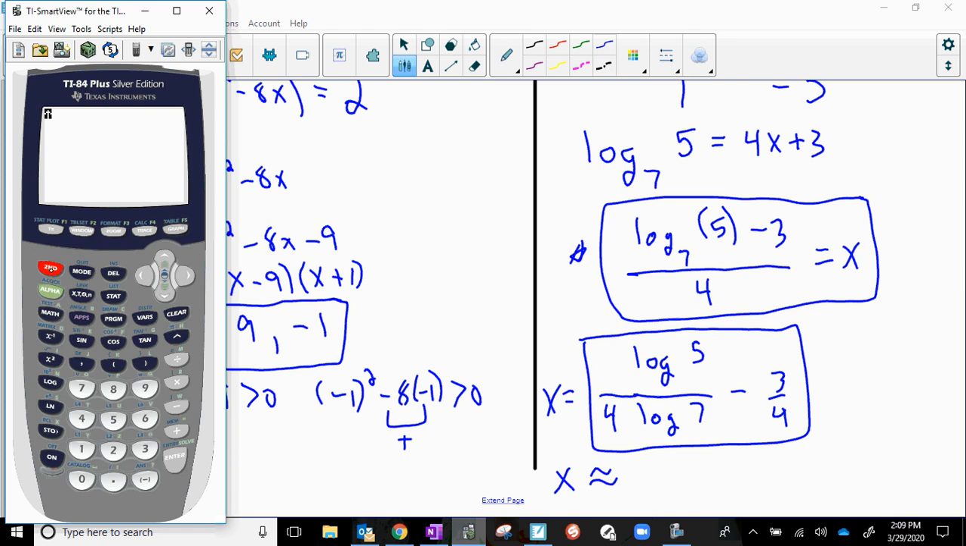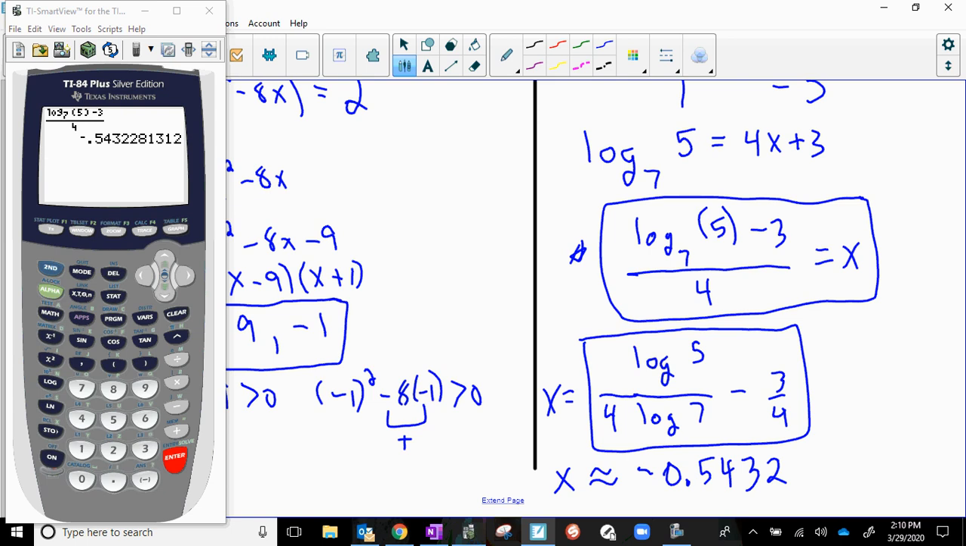I'll start with my fraction line, alpha window, and then I'm going to do alpha y equals to get to the fraction. Alpha window number 5, log base 7 of 5. Make sure you close that parentheses or get out of there before you subtract 3. We're not doing log base 7 of 2. Divide that whole thing by 4. And we get negative 0.5432. And you just go to how many decimal places they ask.